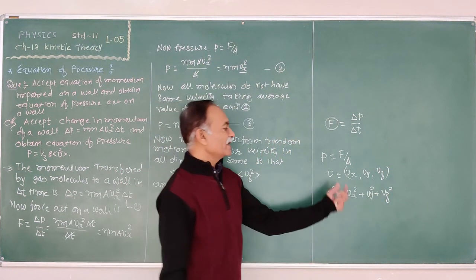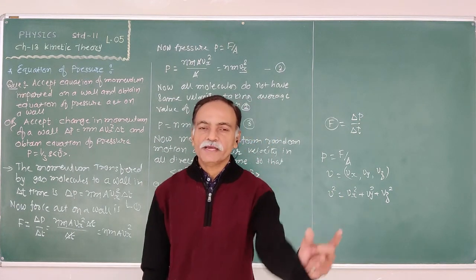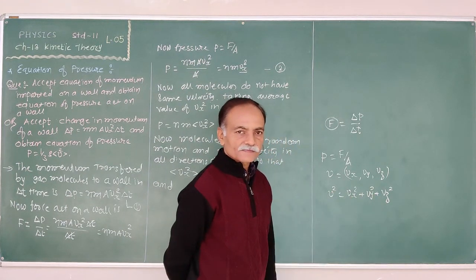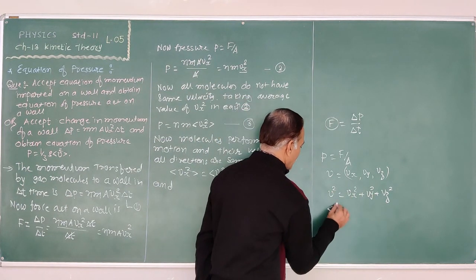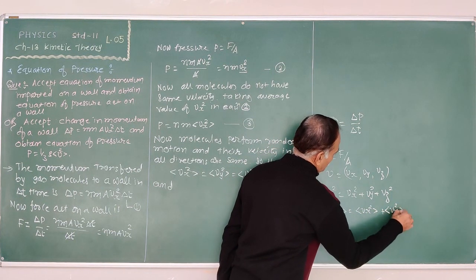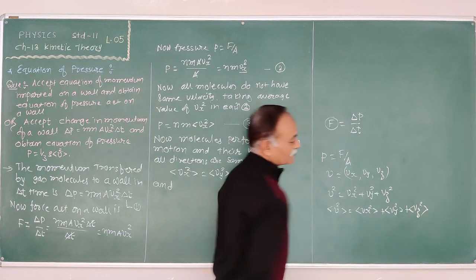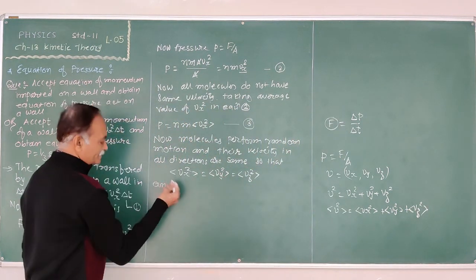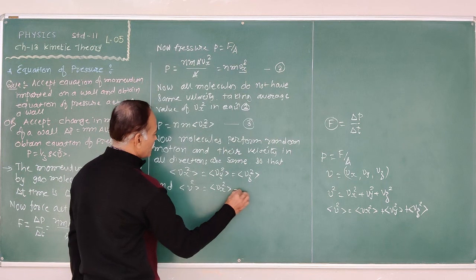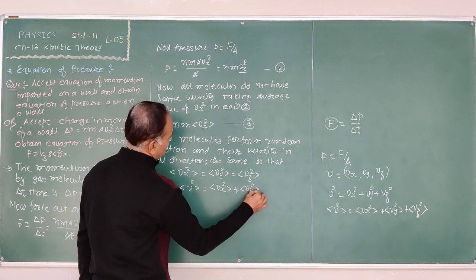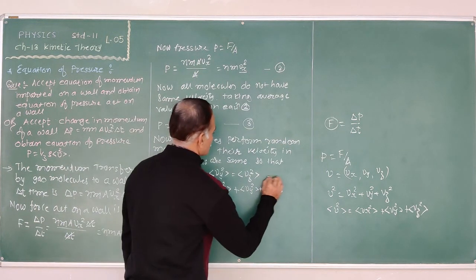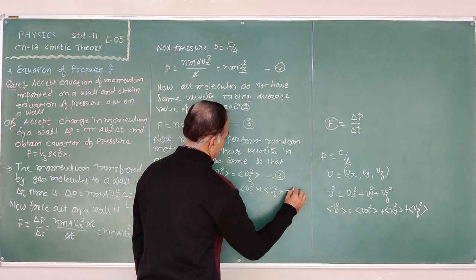Or in other words, the magnitude of the velocity is equal to the square root of the sum of squares of its components. Therefore, the average value of V square is equal to average Vx square plus average Vy square plus average Vz square. We are using this concept here. That is equation 5, and the earlier one is equation 4.